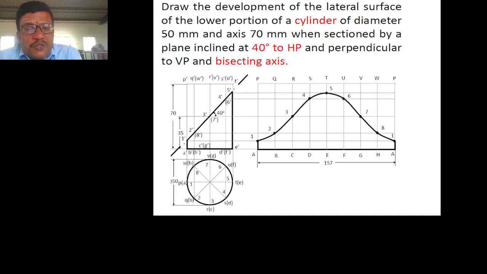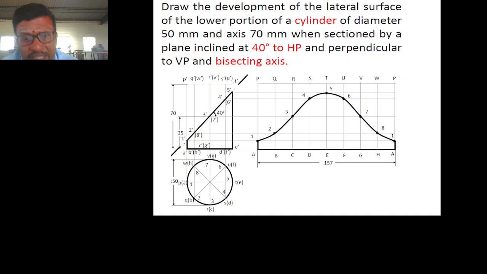Now take the point at 35 mm, mark the point and draw a line at 40 degree to HP, that is, to the XY axis. Now name this section plane as 1, 2, 3, 4, 5, 6, 7, 8. For example, A dash P dash is named 1 dash, B dash Q dash is named 2 dash, and so up to 8 dash. So now the section plane is completed. The bottom portion of the section plane is darkened, and the top portion, which is removed by the section plane, is in a light color.